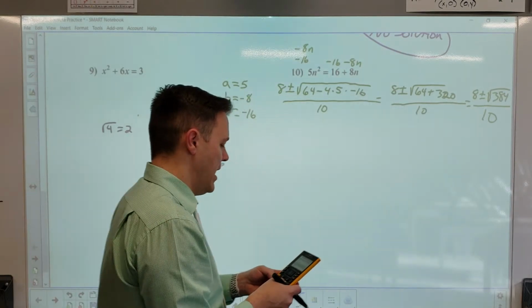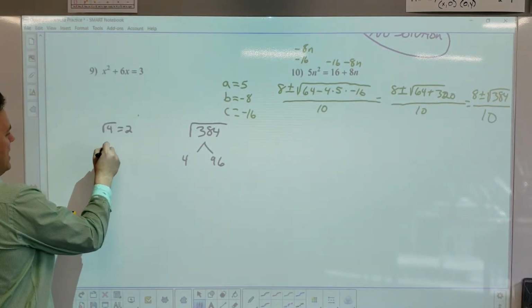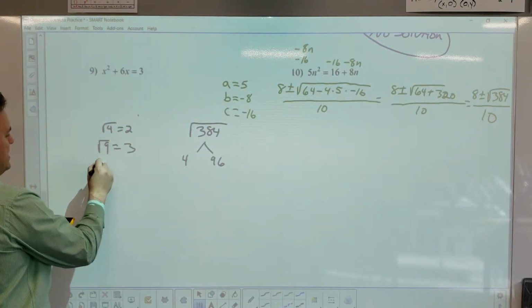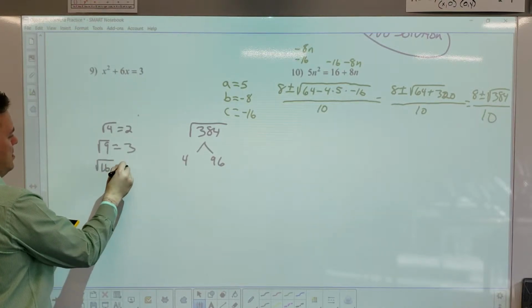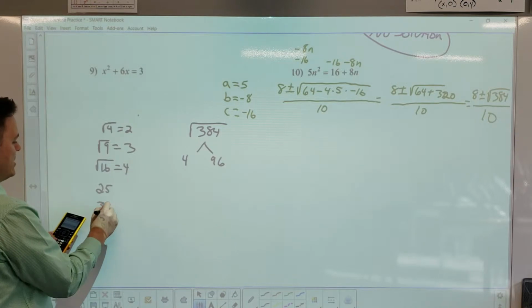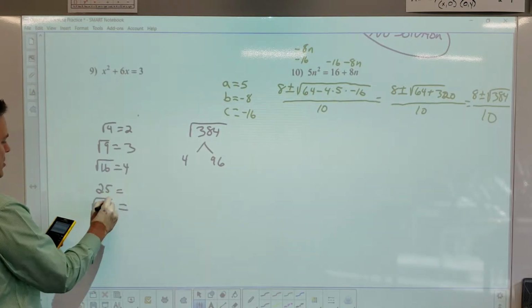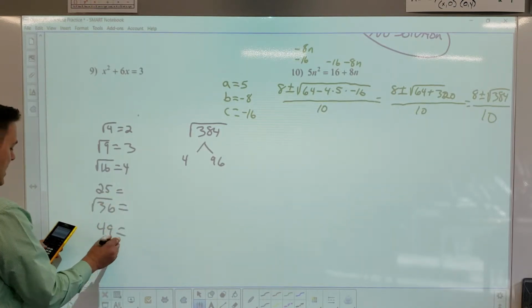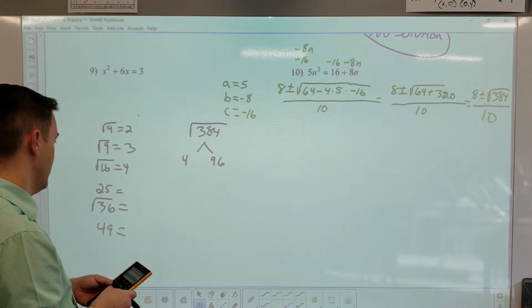384 divided by the next one, so it'd be 9, it'd be 16, okay, and then we could go 25, but this isn't a real one, or 36. 36 might be the last one we can do, and I'll even go up to 49. I could go 64 too if I wanted.